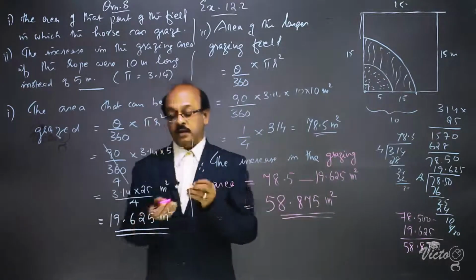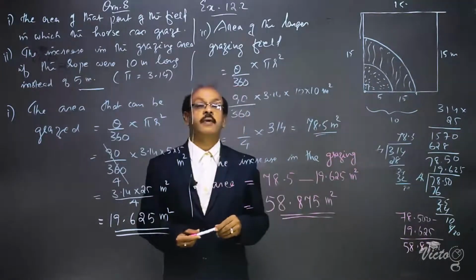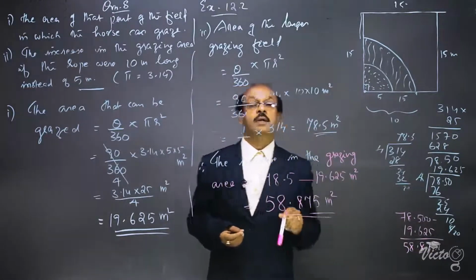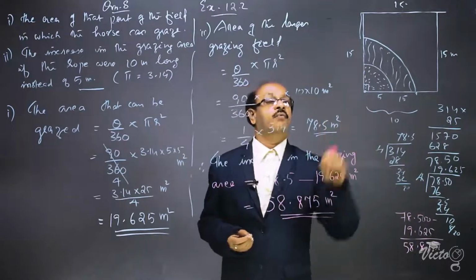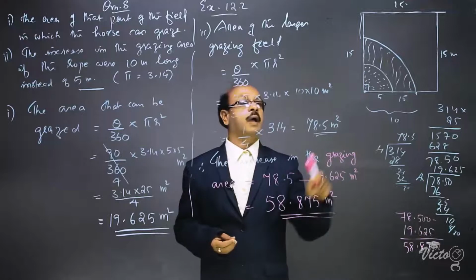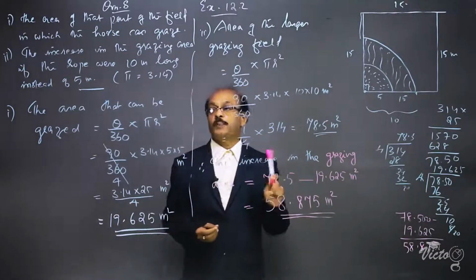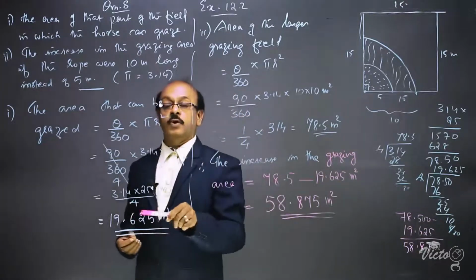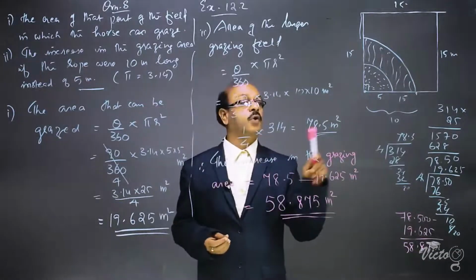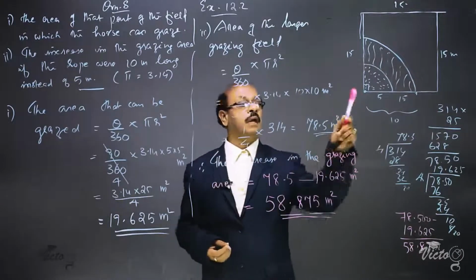So we are finding the areas of two sectors of the same field. It is given that there is a square field of one side 15 meter. At one corner, a horse is tied by a rope of length 5 meters. So we are taking the radius as 5 meter and central angle theta as 90 degree. We are finding the area of the sector. We obtained the area of the sector as 19.625 meter square. In the second case, the length of the rope is 10 meters, so we take the radius as 10 meter. Central angle is 90 degree itself.